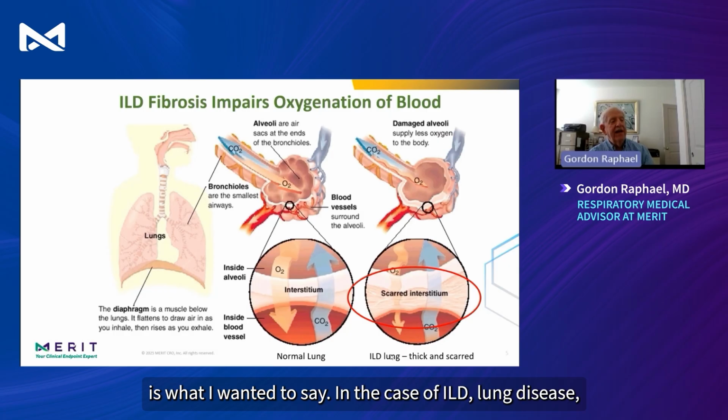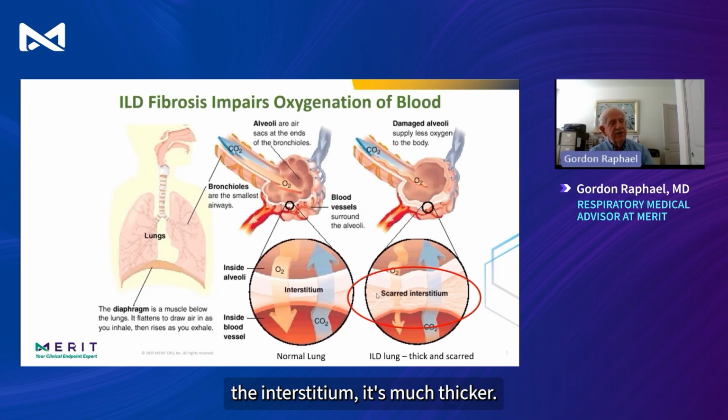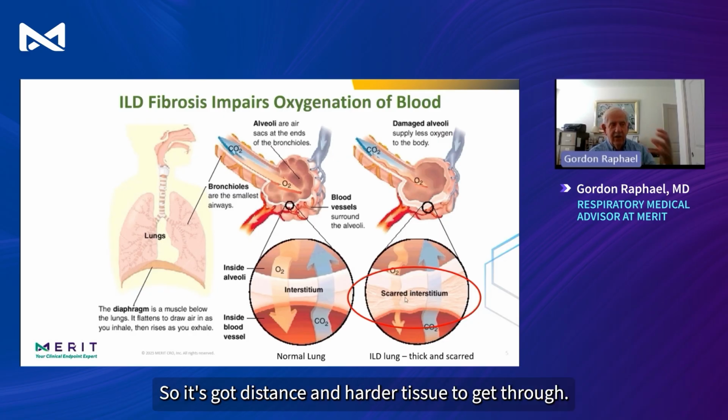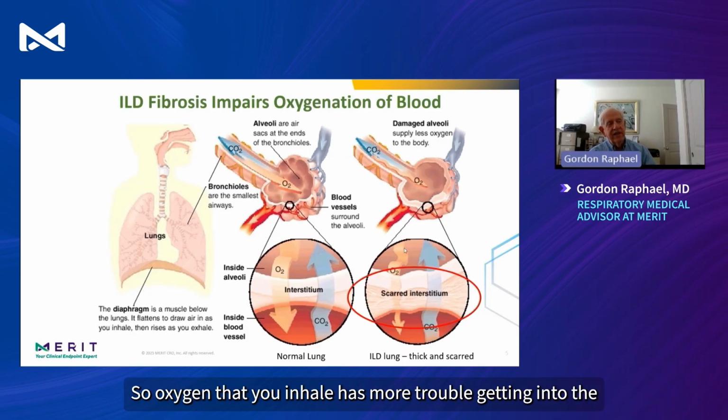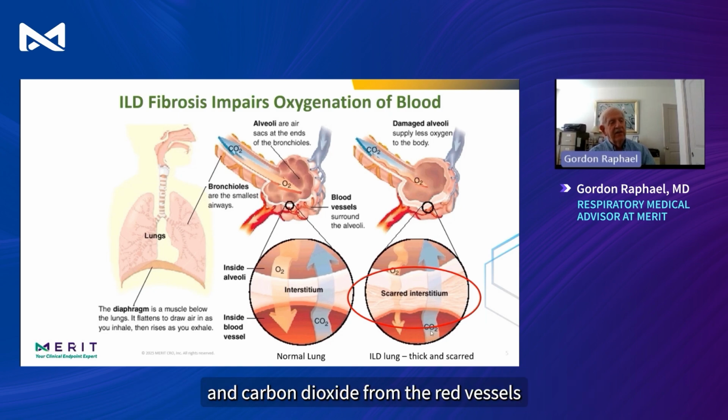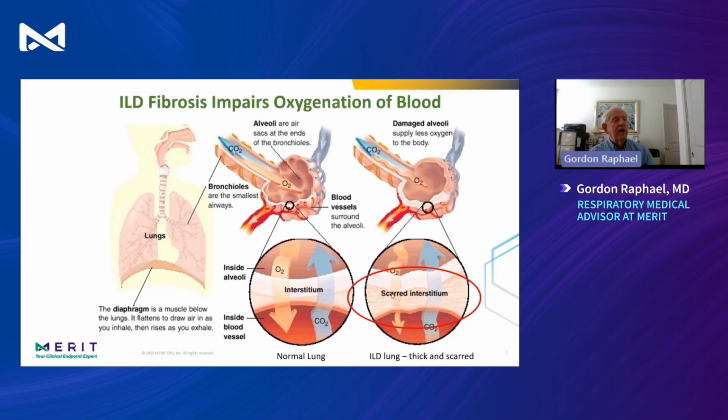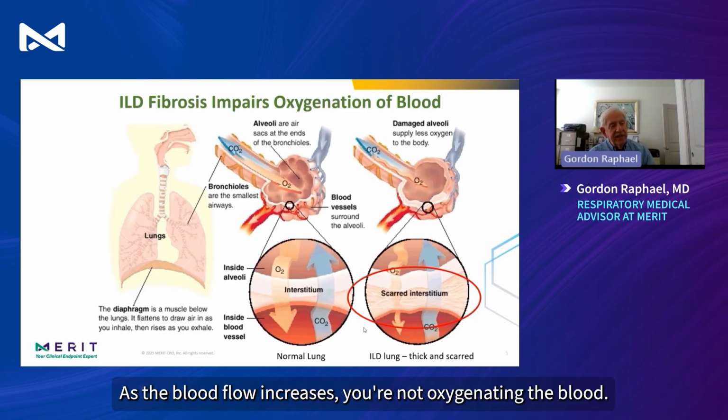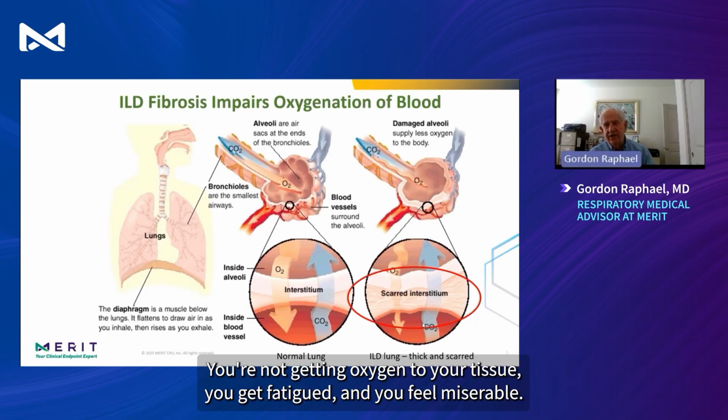In the case of ILD lung disease, the interstitium is much thicker. It's thicker and scarred, so it's got distance and harder tissue to get through. So oxygen that you inhale has more trouble getting into the blood vessels on the red cells, and carbon dioxide from the red vessels goes back into the lung more poorly. So that's the problem. As the blood flow increases, you're not oxygenating the blood, you're not getting oxygen to your tissue, you get fatigued and you feel miserable.